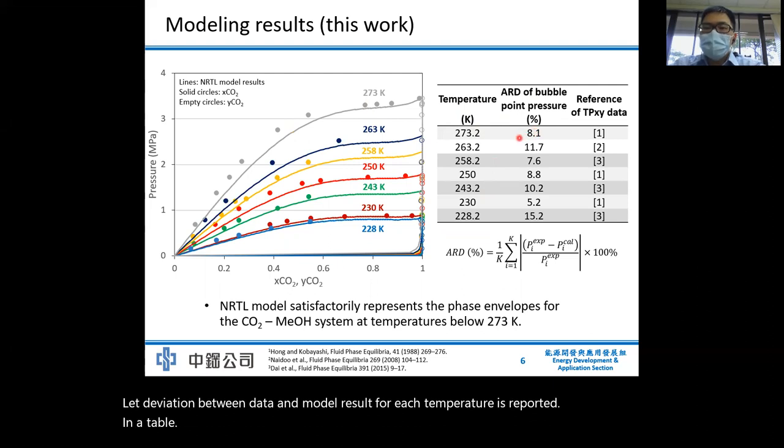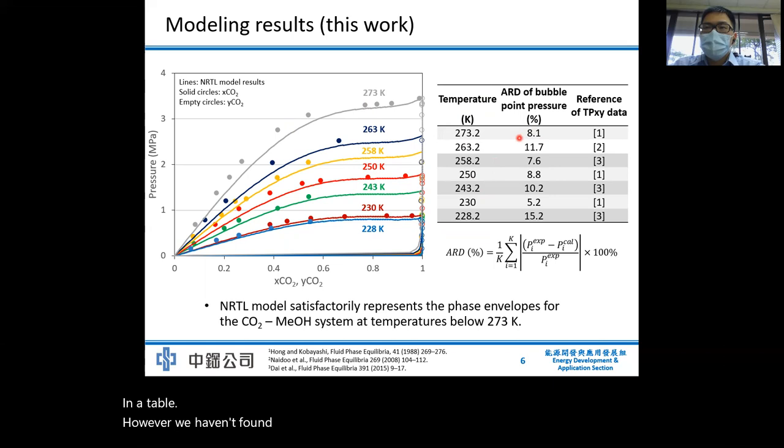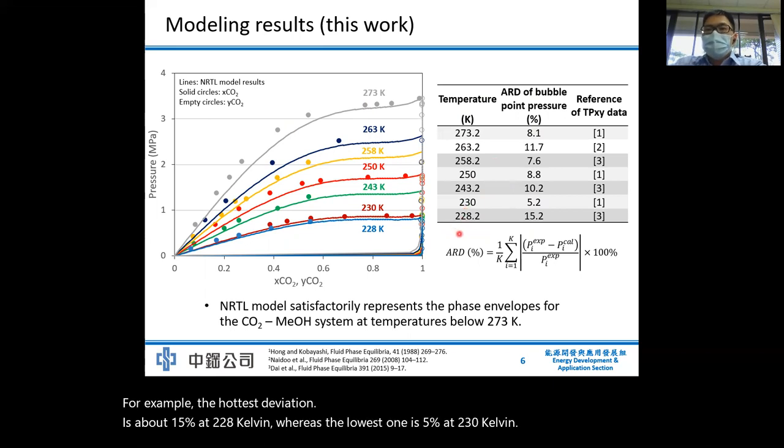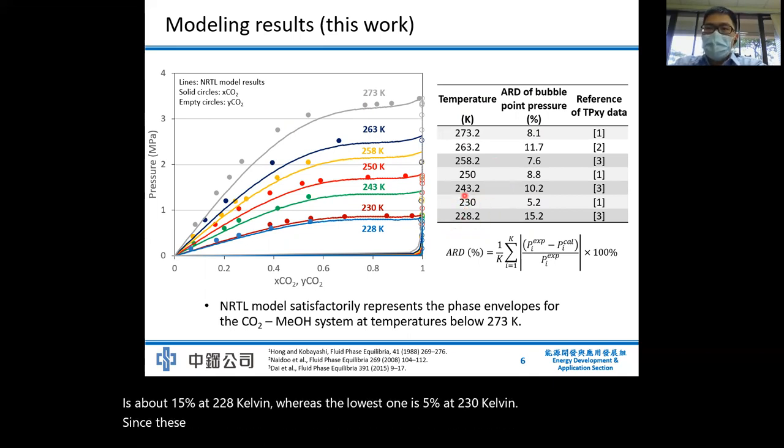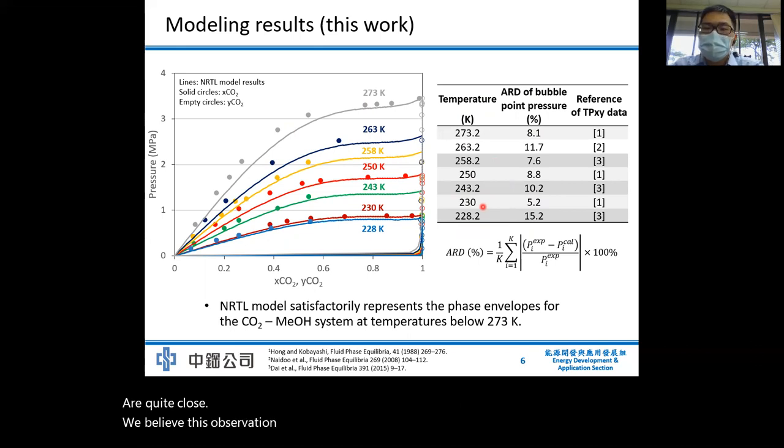However, we haven't found any specific trend for the result. For example, the highest deviation is about 15% at 228 Kelvin, whereas the lowest one is 5% at 230 Kelvin. Since these two temperatures are quite close, we believe this observation is due to the inconsistent data quality from different groups.